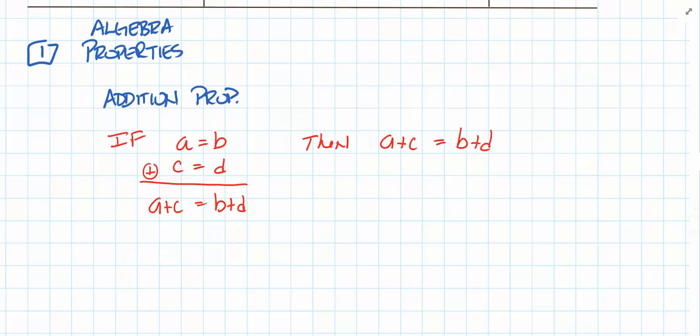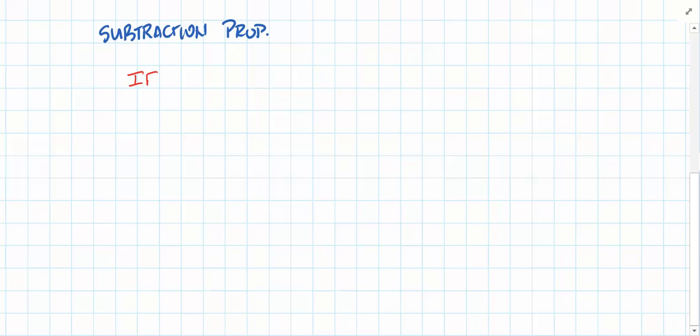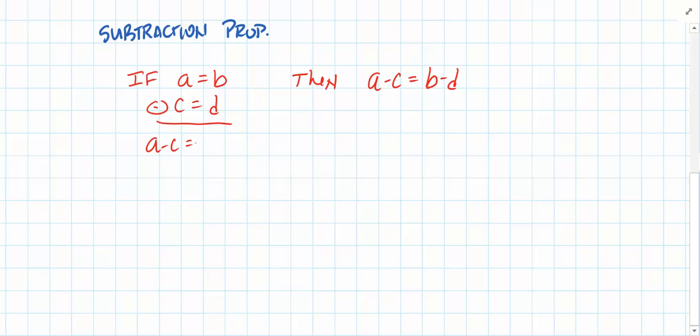Okay? Next one. I bet you can figure it out. If I said that A is equal to B and C was equal to D, then what can we say? If it's the subtraction property, subtract them, what would you get? There you go. A minus C has to be B minus D. Just subtract them vertically, right? A minus C has to be B minus D.